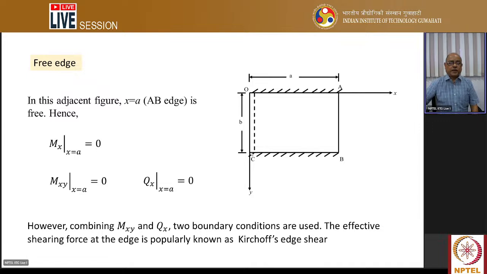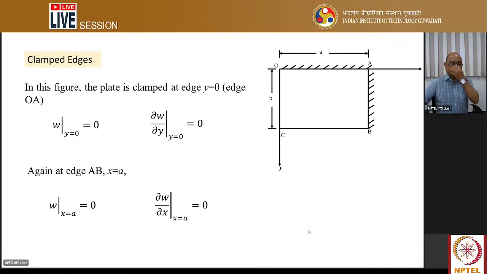Similarly, we have the free edge condition, and in the free edge we have this very special boundary condition, that is three boundary conditions arise. One is bending moment, twisting moment, and shearing force. But these two conditions can be combined. This twisting moment and shearing force can be combined to give a shear distribution that is known as Kirchhoff's shear. So that I've discussed in my videos.